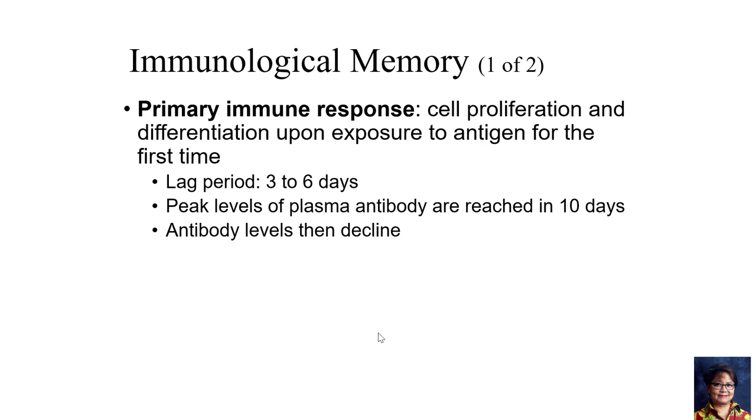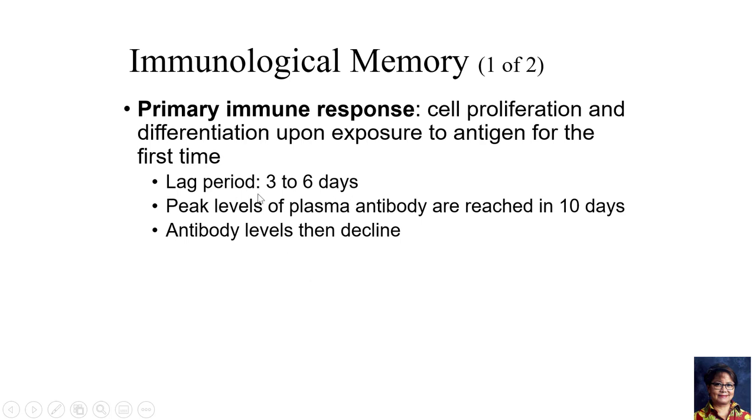In the primary immune response, which means when we encounter the antigen for the first time, that's why you call it primary. The cell proliferation and differentiation upon exposure to an antigen for the first time is slow. There's a lag period of between 3 to 6 days. The peak plasma of antibody is reached in 10 days. So after that, the antibody production level will decline.